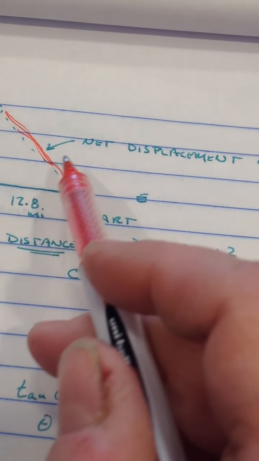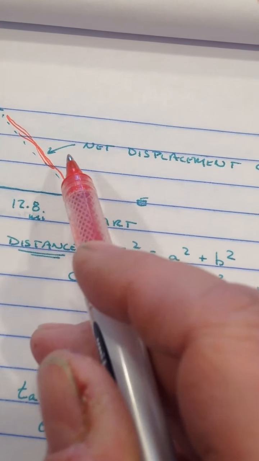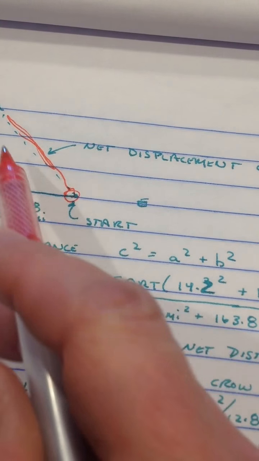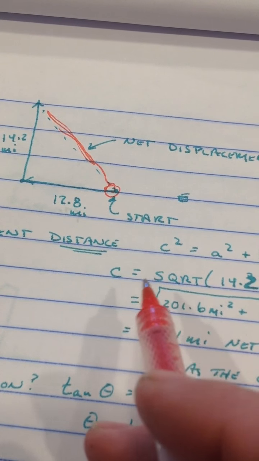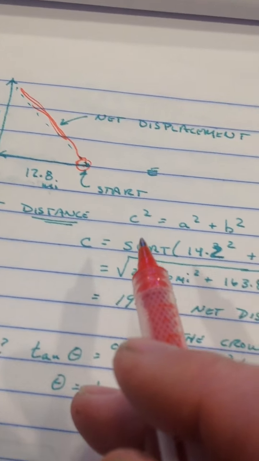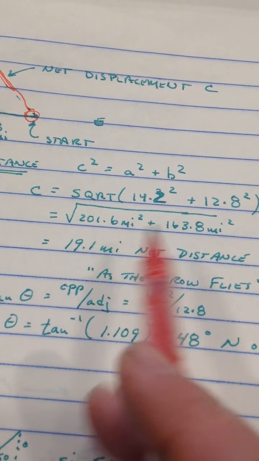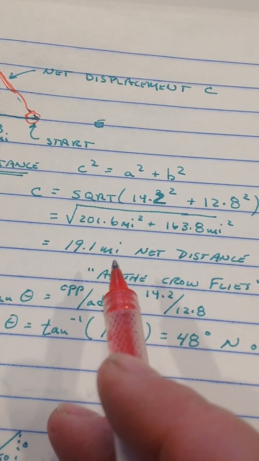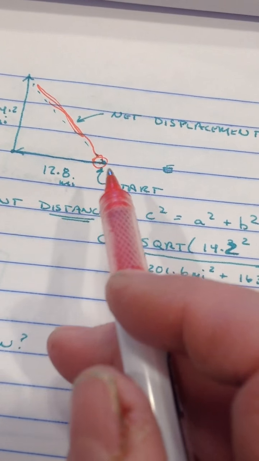I can use Pythagorean theorem to find out how long that is. So remember, Pythagorean theorem is the hypotenuse distance squared, c squared in the usual way we talk about Pythagorean theorem. C squared equals a squared plus b squared. That simply now involves plugging some numbers in. We find that c, which is equal to the square root of 14.2 squared plus 12.8 squared, gives us a 19.1 mile net displacement as the crow flies from start to finish.